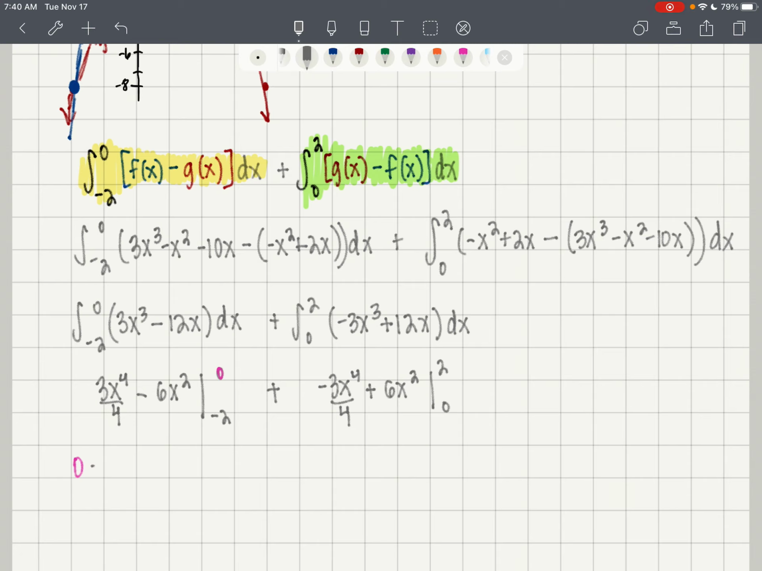Then we subtract from that, putting a negative 2 in. I'm going to end up with two terms right there. When I put a negative 2 in, I get 16 divided by 4 is 4 times 3 is 12. And then here we have 24. 6 times 4 is 24. The opposite of negative 12 is positive 12.